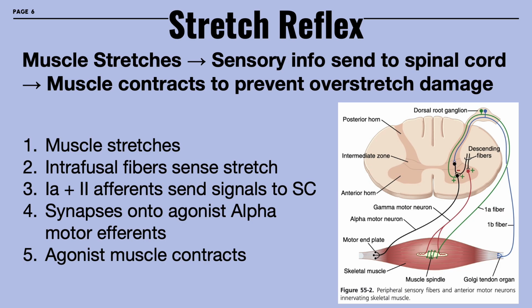So, to simplify the stretch reflex, the muscle stretches, sensory info is then sent back to the spinal cord, and the muscle contracts to prevent any overstretch damage. And to incorporate our knowledge of intrafusal and extrafusal fibers, we'll say the muscle stretches. The intrafusal fibers, so those sensory organs, sense that stretch, that change in velocity and length, and then they send that information via 1A and 2 afferents back to the spinal cord, where there are synapses onto the agonist alpha motor efferents, which then cause that muscle contraction to prevent the overstretching.